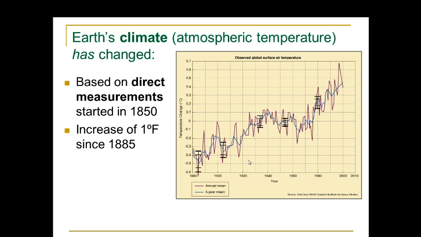It's documented. We've done measurements. The climate has changed. Atmospheric temperature is going up. Since 1850, we've been making direct measurements of the atmosphere temperature. At this point, we've had an increase of about 1 degree Fahrenheit since 1885.